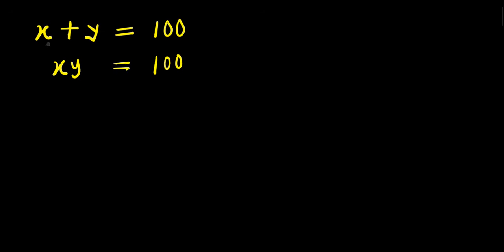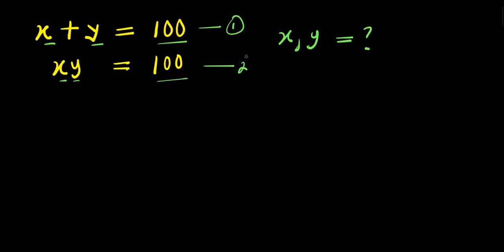Hello, how to solve x plus y equals 100, x times y equals 100, solving for the value of x and y. Now, let this be equation 1, and this is our equation 2. So from equation 1, we can isolate y. That means we make y the subject.